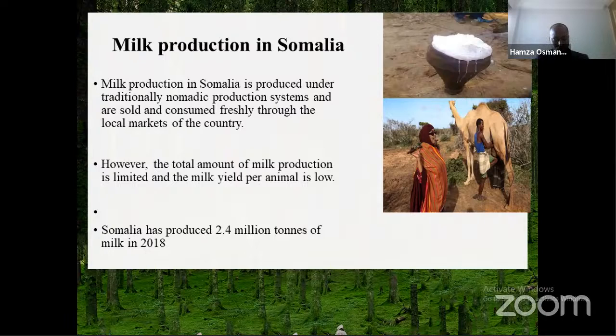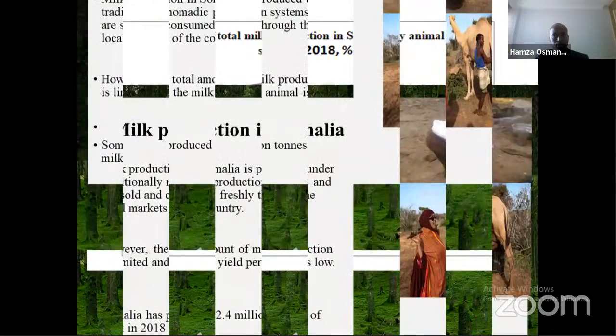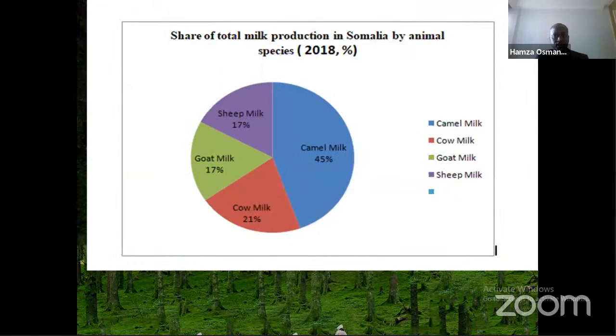Milk is a major food source for pastoralists, who tend to increase their home consumption during the lean dry season. It also contributes to the nutritional intake of the rest of the population. Here is the share of milk production in Somalia by animal types. The largest share is represented by camel milk, which is 45%, while sheep milk and goat milk are 17%, and cow milk is 21%.